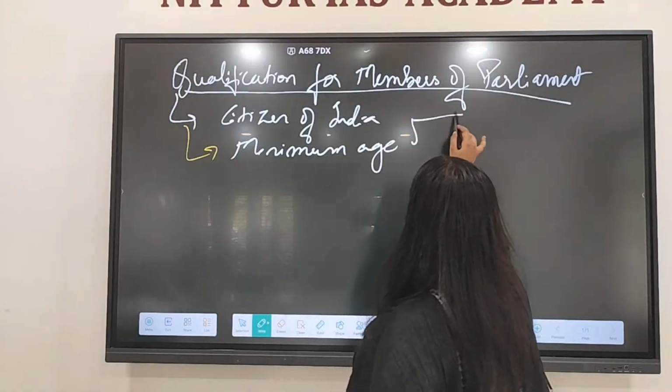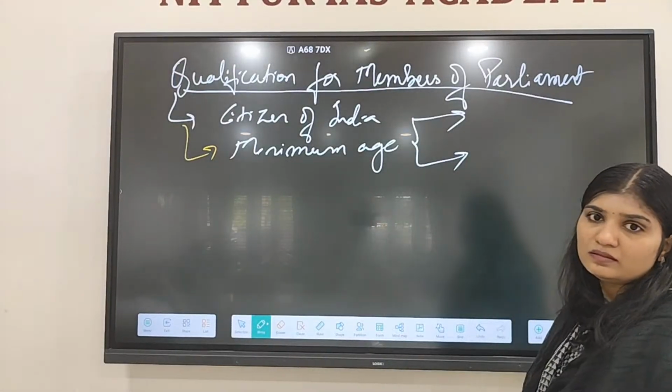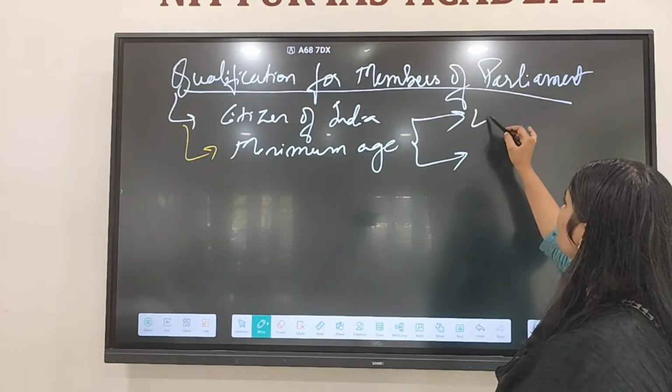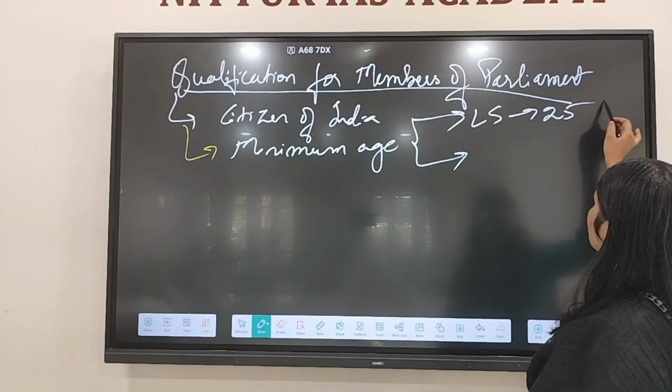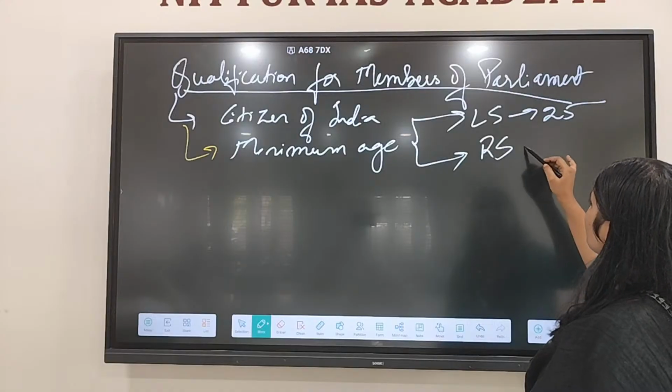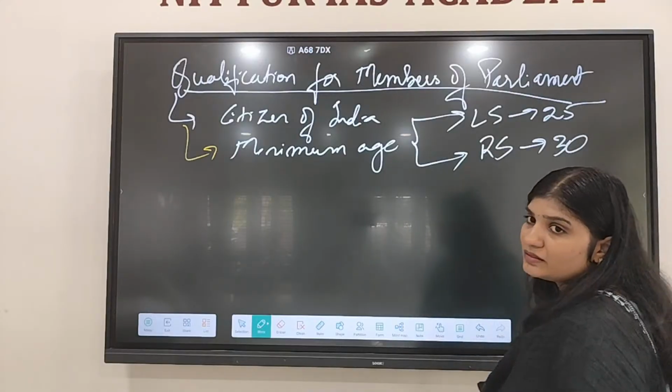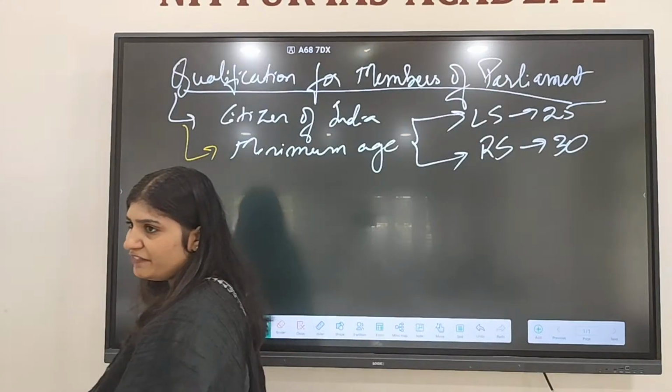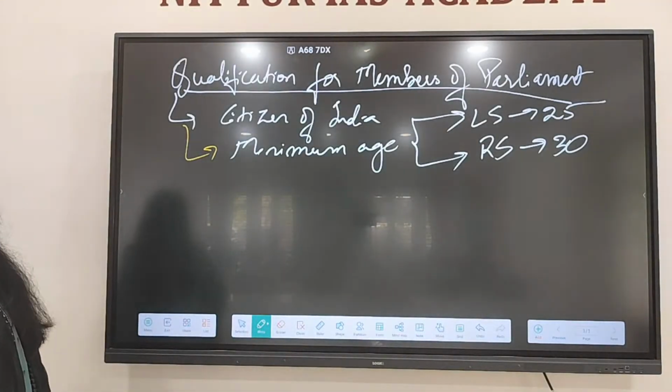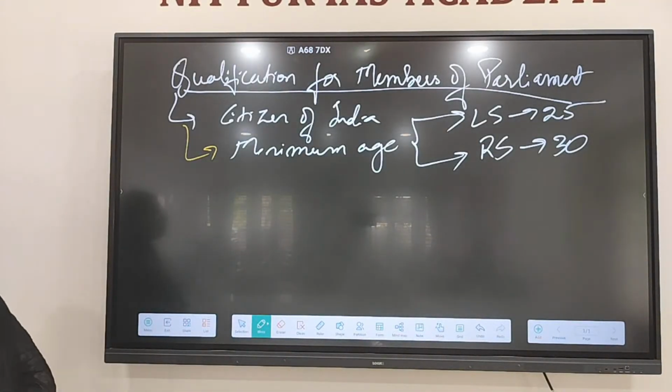Minimum age for Lok Sabha is 25 years. Minimum age for Rajya Sabha is 30 years. If you are 25, you are eligible for becoming a Lok Sabha MP. If you are 30, you are eligible for becoming a Rajya Sabha MP. Understood? Write that down.